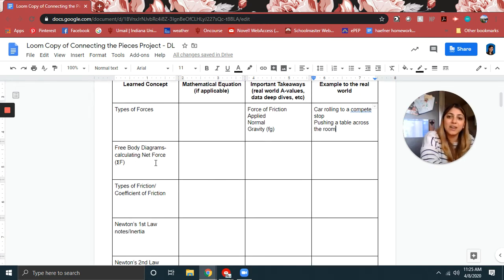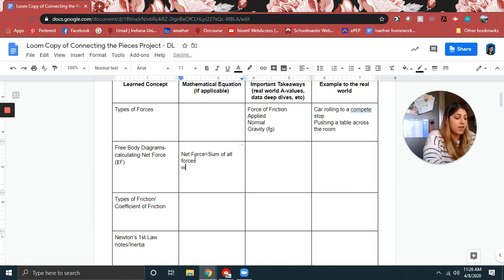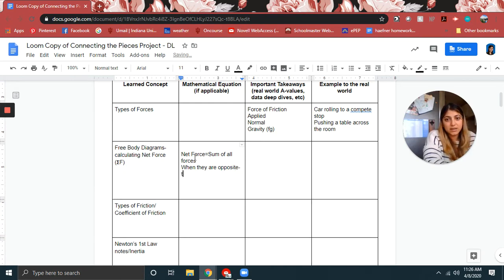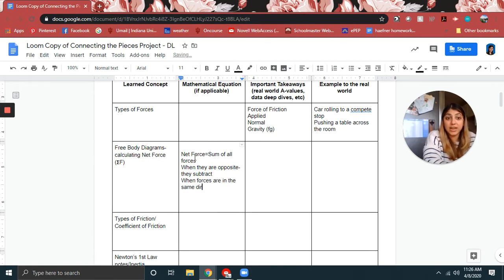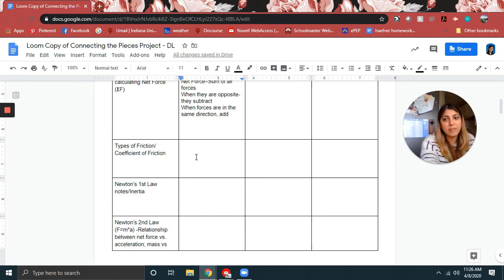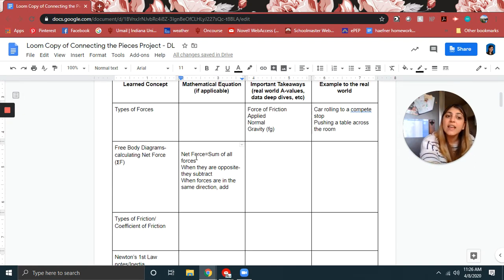When you get to free body diagrams, again, there is a mathematical equation, and that is the net force is equal to the sum of all forces. Remember that when the forces are opposite, they subtract. When the forces are in the same direction, they add. Okay, so that's the kind of information I'm looking for. So if it's applicable to have a math equation, then add that. If it's not, then leave it blank.